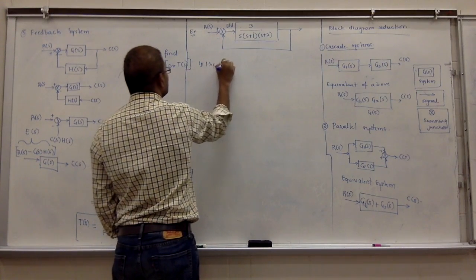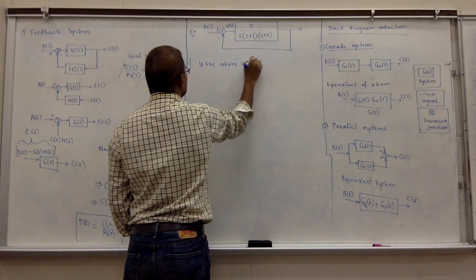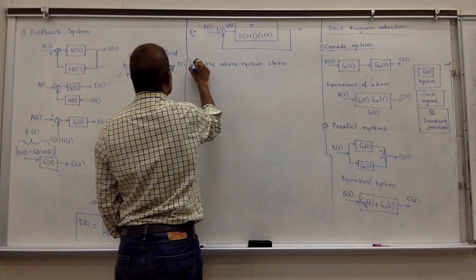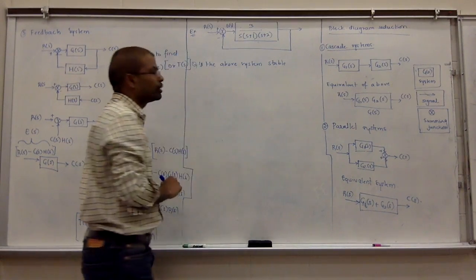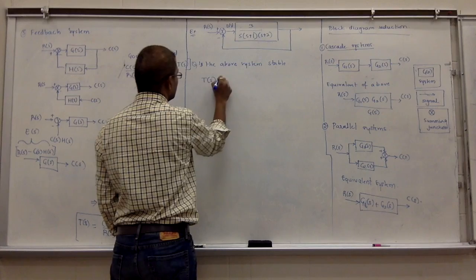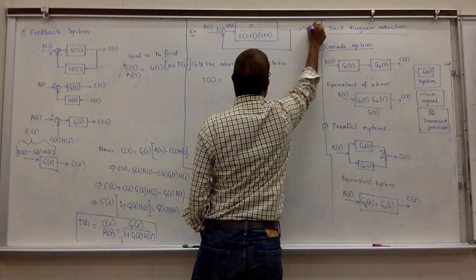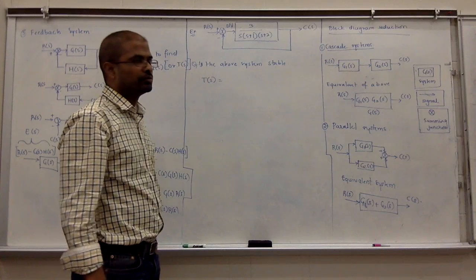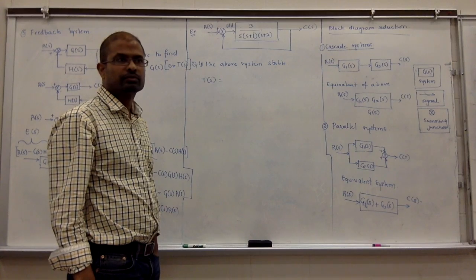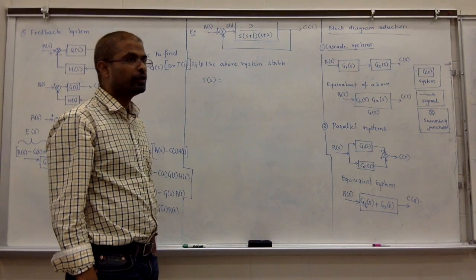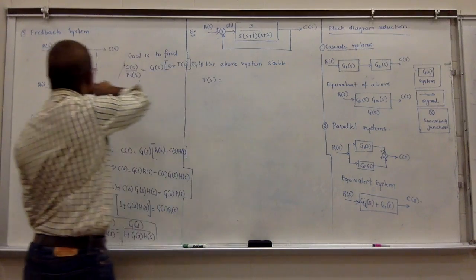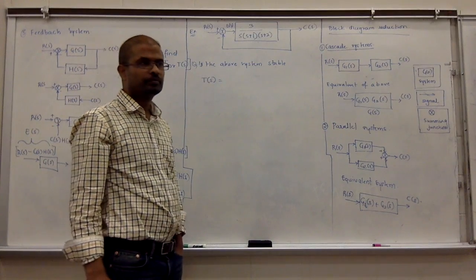Is the above system stable? If you ask this question, the first thing you are going to do is find P of S. P of S is equal to C of S over R of S. This is also a unity feedback system. Why is it a unity feedback system? Because if you see, this H of S is 1.